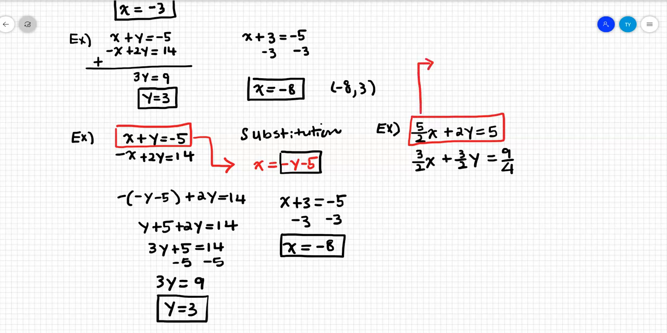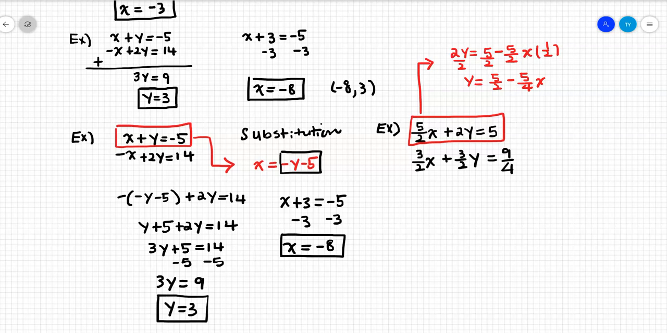So I'm going to subtract 5 over 2x on both sides. So you're going to have what? 2y is equal to 5 minus 5 over 2x. Okay. I'm going to isolate the y by dividing everything by 2, so I'm just going to multiply by 1/2. So that means y equals 5 over 2 minus 5 over 4x. Okay, it's going to get a little bit messy, but we're still okay.